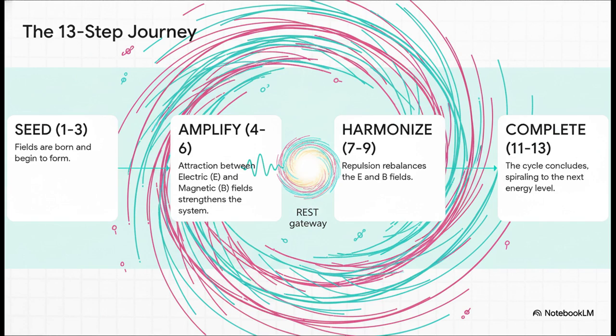It all starts with the seed phase. This is where new fields are born, where things begin. Then it moves into amplify, where the natural attraction between electric and magnetic forces actually strengthens the whole system. After that, we hit harmonize, where the dynamic totally flips to repulsion to rebalance everything. And finally, we get to complete, where the cycle wraps up and spirals to the next level.